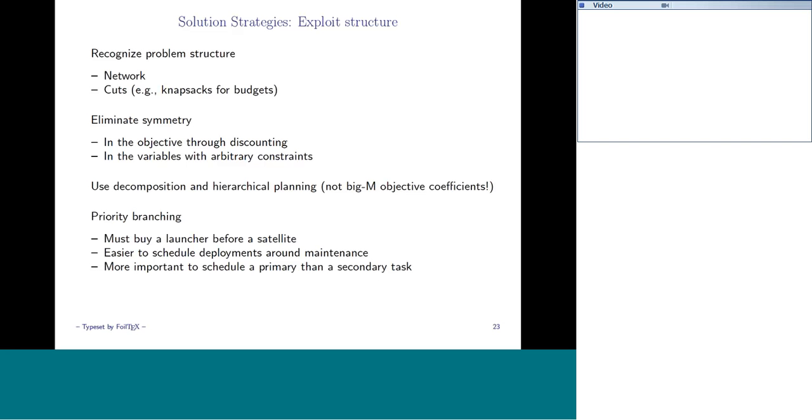Sometimes we had luck with priority branching: branching on buying the launchers before the satellites were purchased in the Air Force model, or scheduling the deployments around the maintenance, so first scheduling the maintenance and then scheduling the deployments. It's more important to schedule a primary than a secondary task in the Tomahawk work, so we were able to do that. There's a little bit of a caveat here: since this work is a little bit earlier, it's all been published, so it's kind of done. These are slightly earlier versions of CPLEX, probably ranging between about 7 and 11. Of course, in the newer material I'll be discussing next, we're using a newer version of CPLEX, and things change over time in terms of what makes models solve faster.